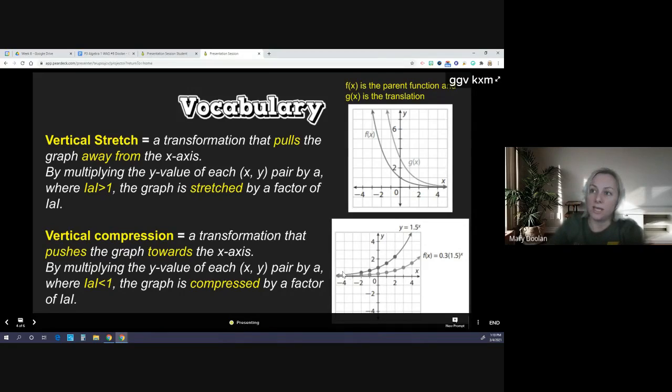In this case, the original parent function is y equals 1.5 to the x power. This is our original one, a little bit darker in color. Then after I multiply everything by this value of a, in this example a is 0.3, and that's less than 1. It takes our new graph and now it's closer to the x-axis. It's pushed it down. So if a is greater than 1, it would stretch the graph, or if a is less than 1, then it would compress the graph.